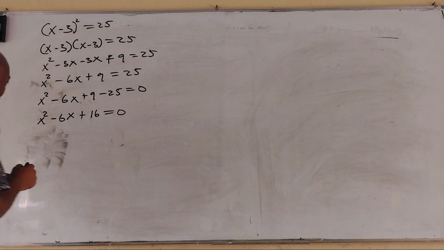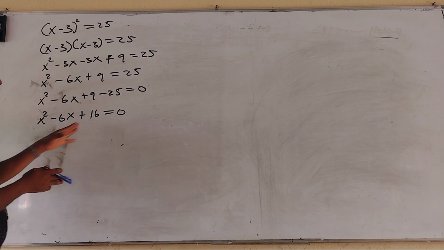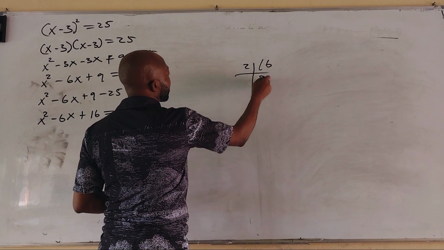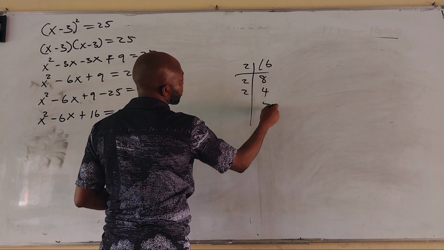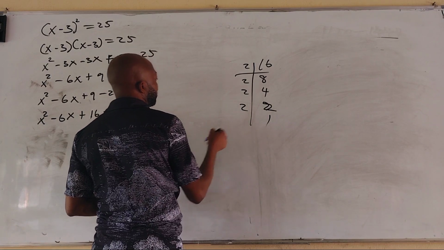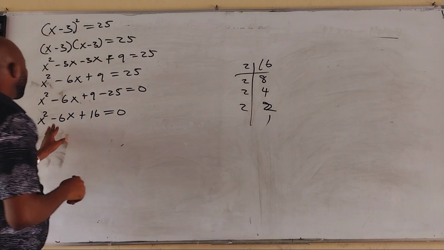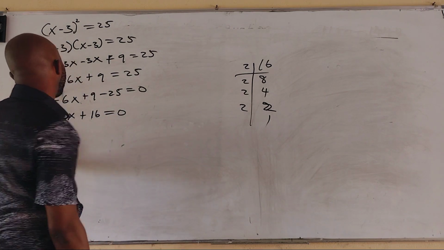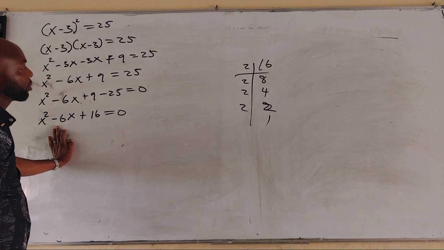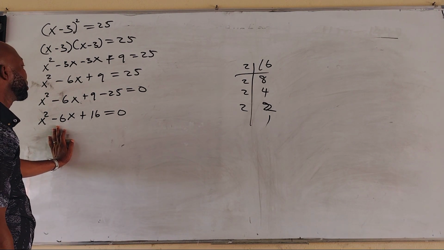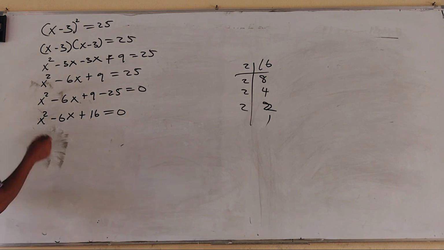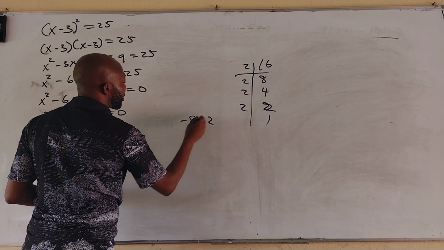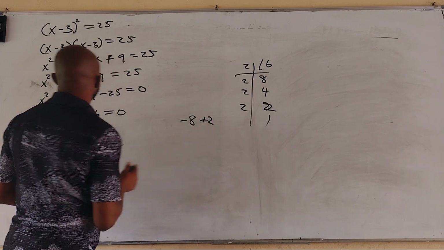Now I'm looking for two numbers that when I add, I have minus 6. When I multiply, I have 16. Remember how we do it. We come here, we have our 16. 2 go here, give us 8. 2 go here, give us 4. 2 go here, give us 2. And 2 go here, give us 1. So we're looking for two numbers that when we subtract 8 and 2, we're going to have minus 6. And when we multiply 8 times 2, we're going to get 16. So we can use 8 and 2 here. Remember we say 8, 2, we can have minus and plus. Minus 8 plus 2.